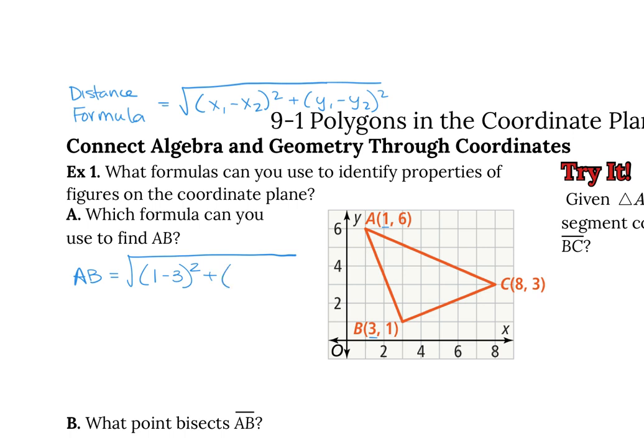Because I started with my A, the x from that, I have to start with my A, the y from that. So 6 minus the 1 squared. Once I do the calculations on that, I will find that AB will equal the square root of 29.